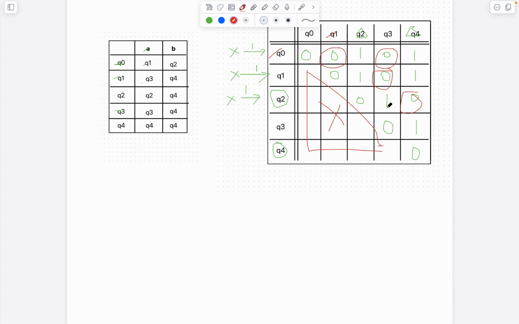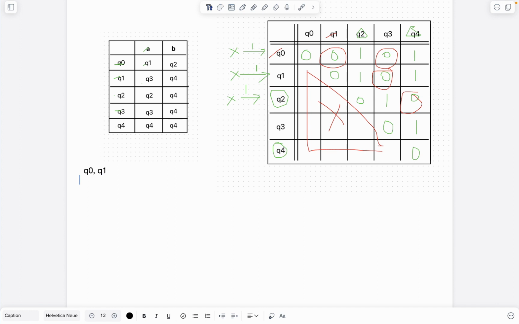So here we can see that some things are correlated: q0, q1, and then q1, q3, q0, q3, q2, q4. So something is similar between these states. So we try to merge the states together. If we merge, we can see q0, q1, q3, and then q2, q4. So if you see, there is a correlation between these three.